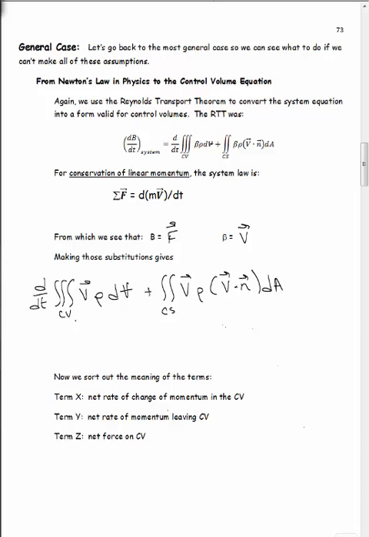Control surface being the edges of our control volume. The control volume itself is the whole middle. That's why we have a dV here and we have a dA for the control surface. And all that equal to the sum of the forces.